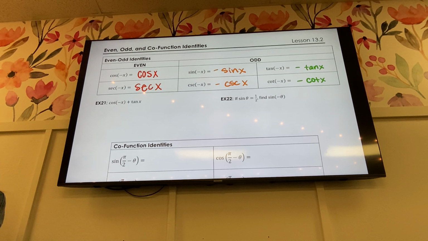I know my two even functions are cosine and secant. So if you have a negative inside your cosine function, it is the same thing as cosine x. Same thing for secant. Whereas the other four, if you have a negative inside the function, we can pull that negative out and it's just the negative version of the function. And so those are technically identities. They're the even, odd identities.